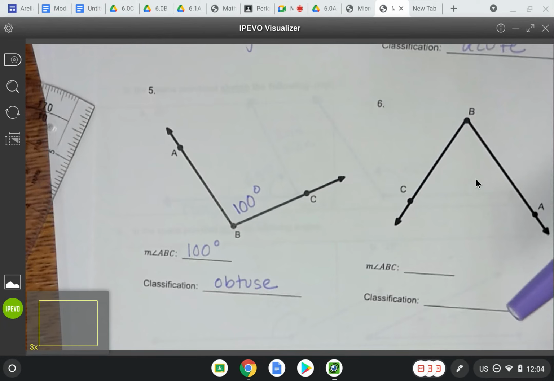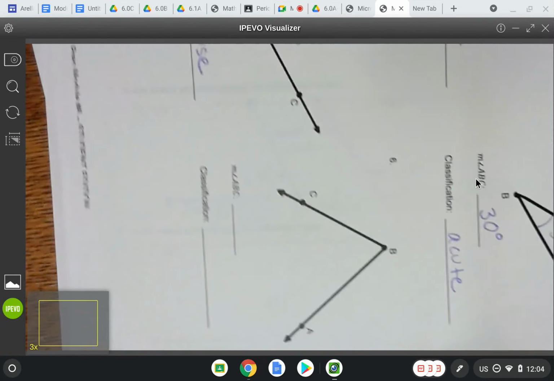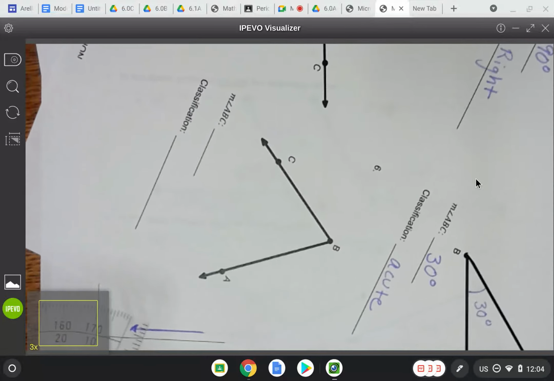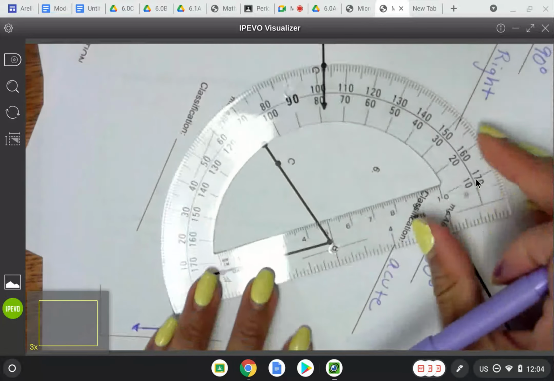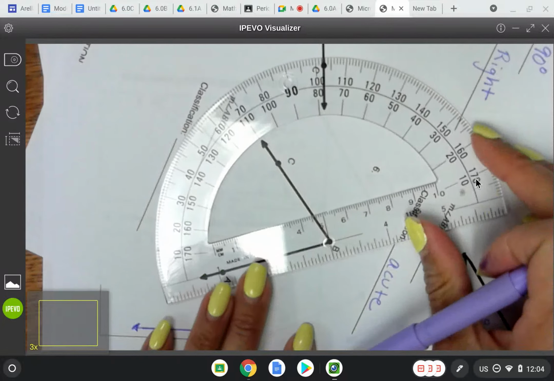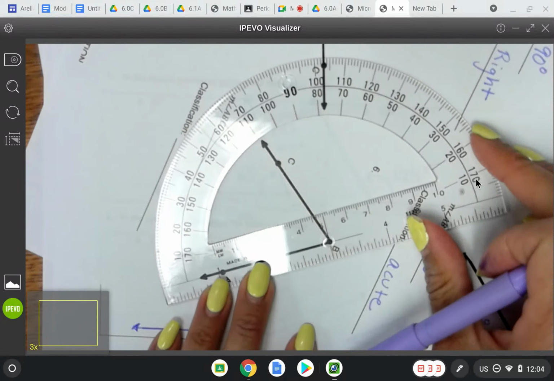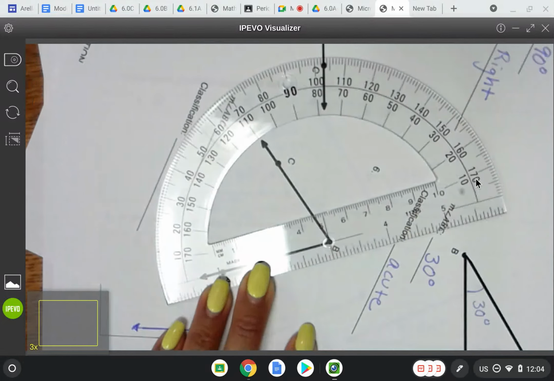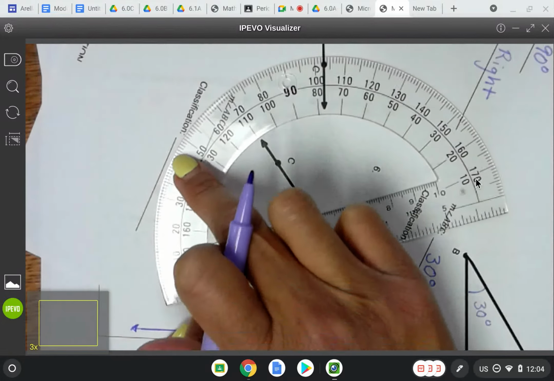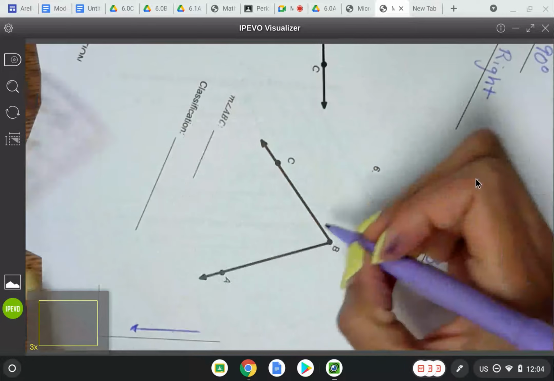Okay, for number 6, you may have to tilt your paper around a little bit sometimes to measure these angles. So I'm going to move my paper around, and I'm actually going to end up using BA as my horizontal this time, and I'm going to line up my vertex with the center of the protractor. And 0 degrees is at the top, so I'm going to use the top row to measure, and I'm going to go clockwise, so this angle measures 70 degrees.